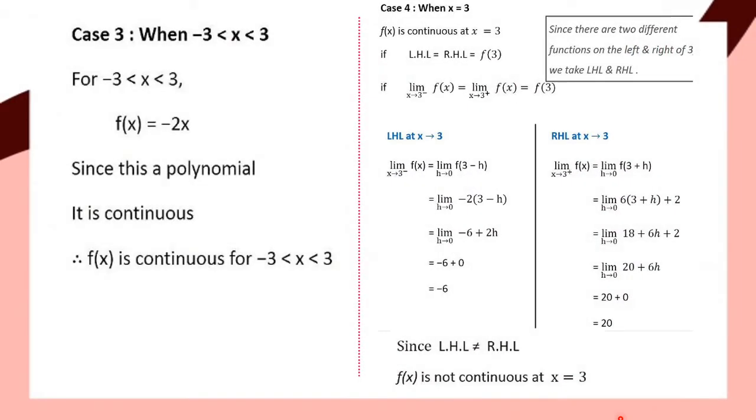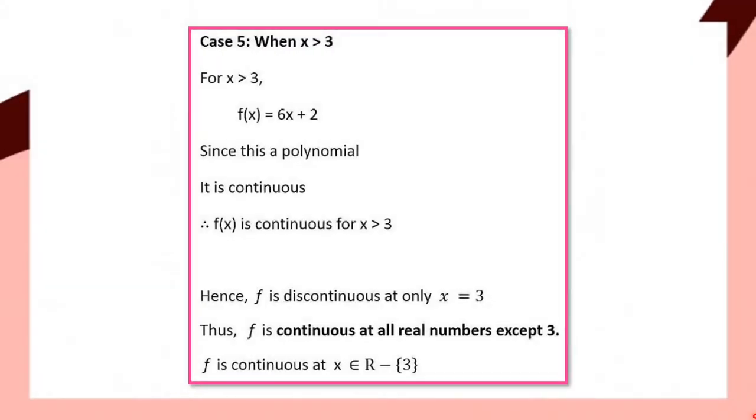Third case, let's check in this interval, the value of the function is minus 2x. Again, a polynomial function will definitely be continuous. Case 4, when x is equal to 3. Let's check the left hand limit and right hand limit: minus 6 and 20. The function is discontinuous. Case 5, when x is greater than 3, the value of the function is 6x plus 2. Polynomial function, definitely continuous. So the only problem was x equal to 3. So f is continuous at all real numbers except 3.